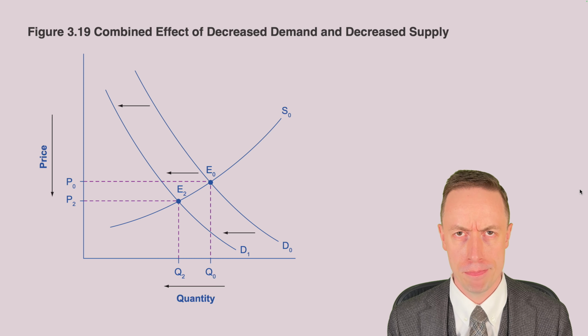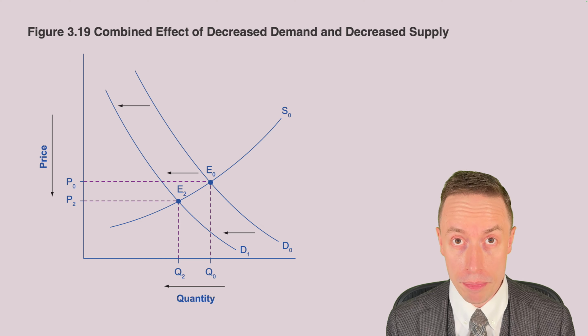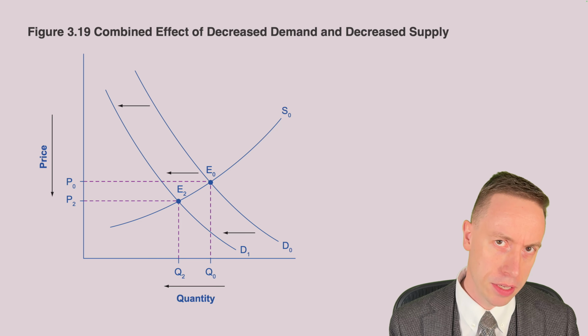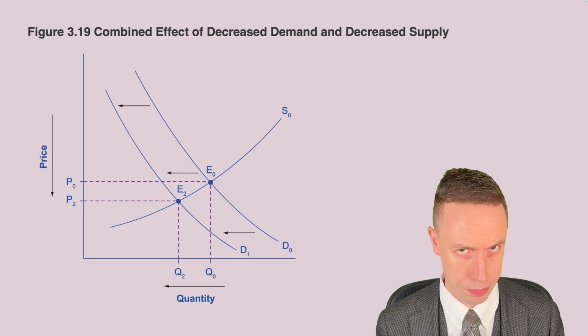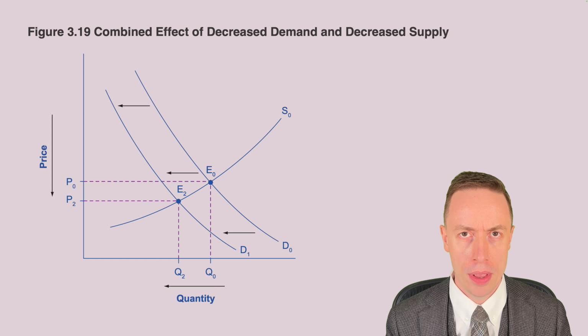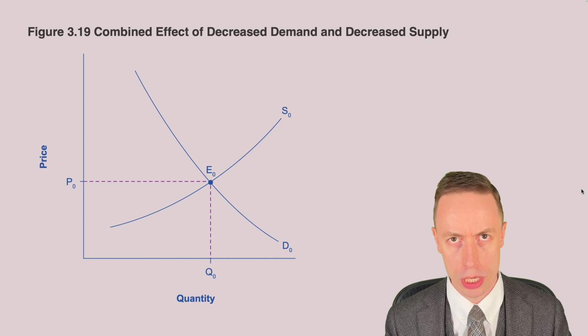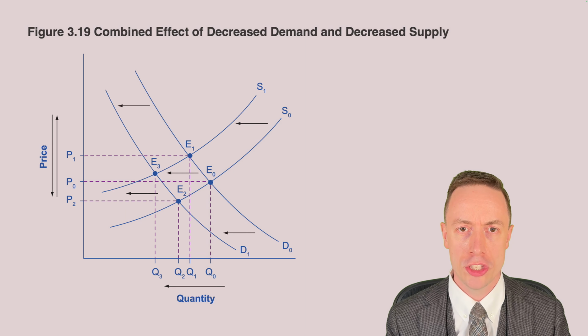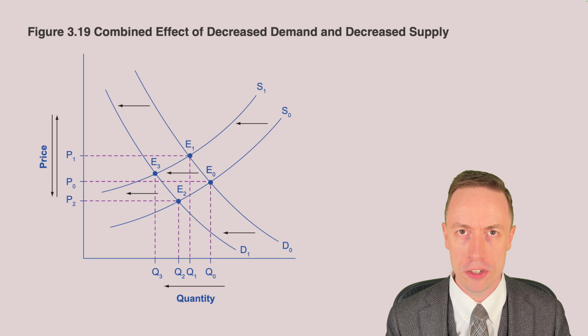Okay, mini recap. We had one factor in isolation that makes quantity fall but price go up. Second factor in isolation that makes quantity fall but price go down. So what if both of them happen at the same time? From our original equilibrium position, let's shift both the supply and demand curves to the left.